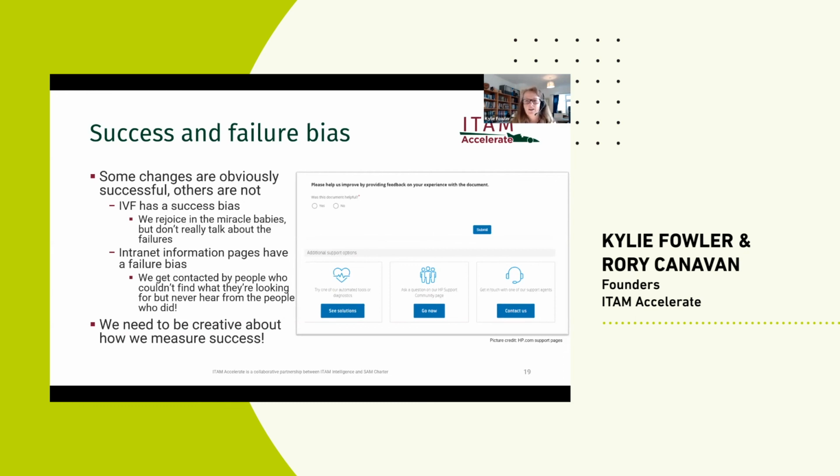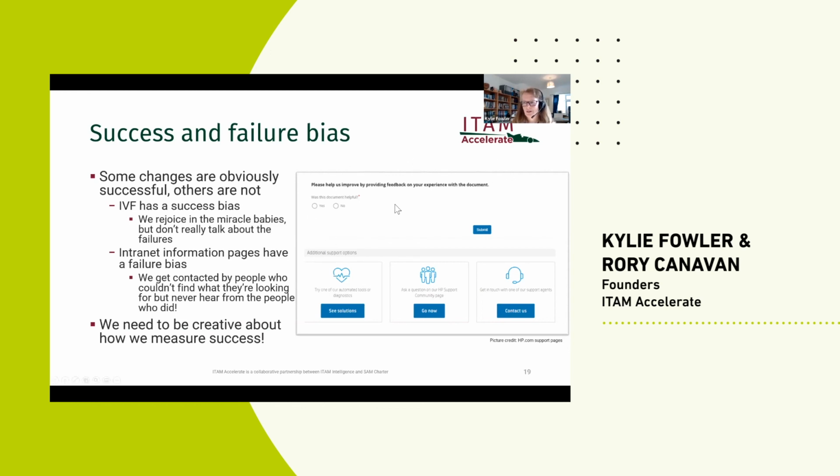Now, intranet information pages are the opposite. They have a failure bias. So the thing with an intranet information page is we put the work in, we put it up there, and we never see the people that read it and then think, great, I know how to do that, and then go away and do it. We only see or hear from the people who either didn't read it, couldn't be bothered reading it, or didn't understand it, etc.